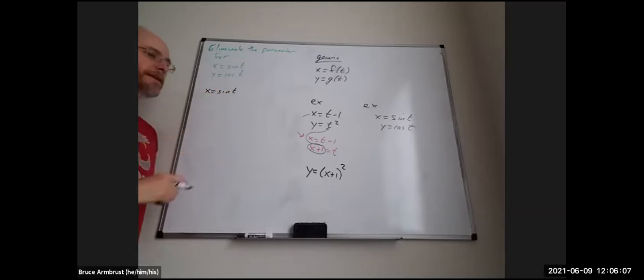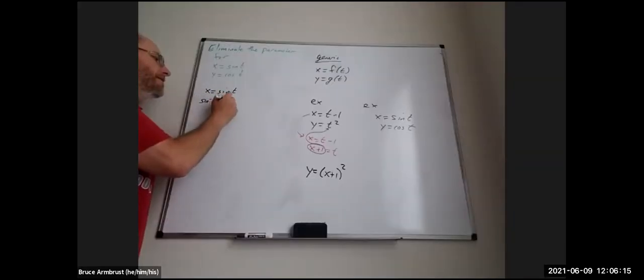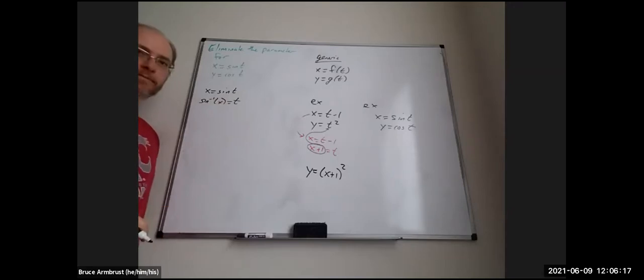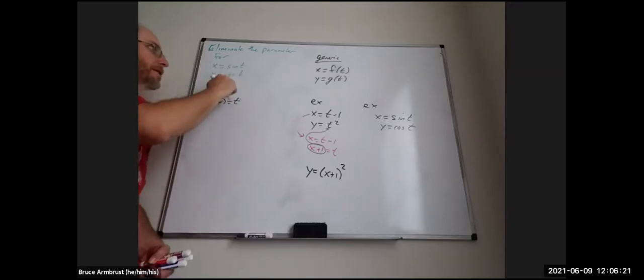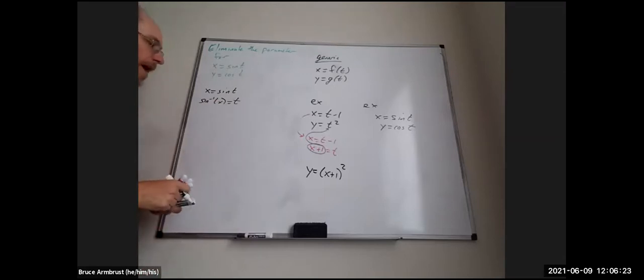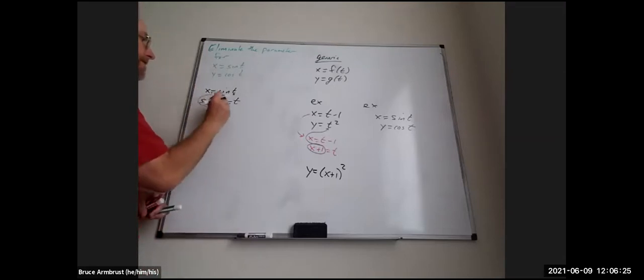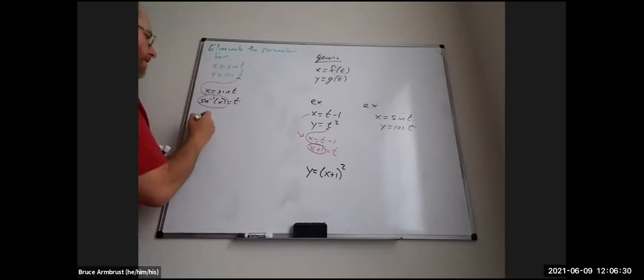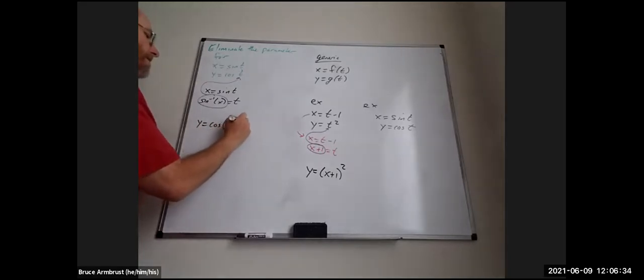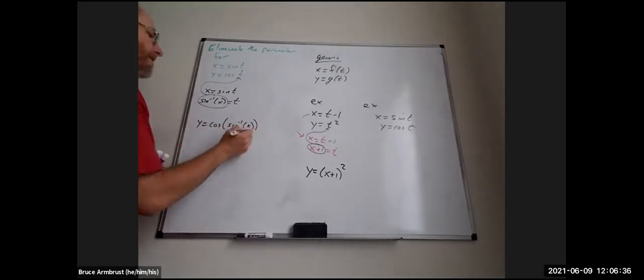What do you have to do to get t all by itself here? Take the inverse sine of x. Beautiful. So we have the inverse sine of x is equal to t. Right? Inverse sine brings us up. So then we're going to plug that into our y. So we'll take this inverse sine and we'll put it in there. So we get y equals cosine of inverse sine of x.